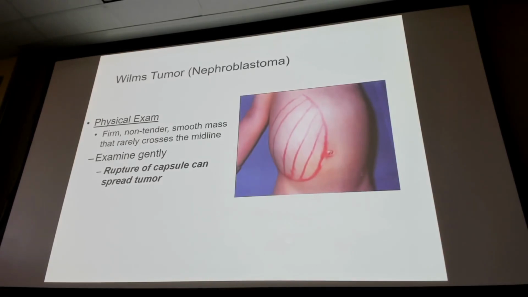Okay, we already talked about this. Wilms tumor: solid mass, palpable, unilateral, doesn't cross the midline. Wilms tumor, right?